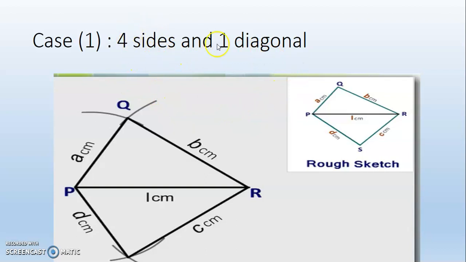Whenever we have this model, begin with the diagonal as the baseline segment. Whenever you have a model of 4 sides and 1 diagonal, construct the diagonal first. Draw the line segment of the diagonal. See here, PR, rough sketch PR. Then draw 2 triangles above and below this diagonal, thereby our quadrilateral will be completed. Is it clear, my dear children?